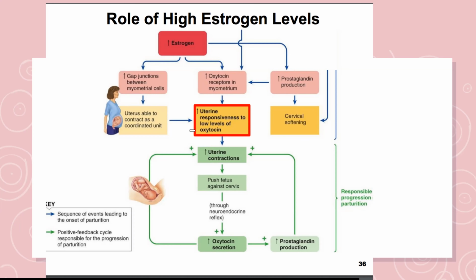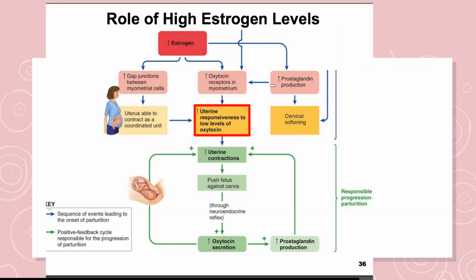Until eventually, it can respond to oxytocin. So it's not the increase of the oxytocin, it's actually the increase of these receptors and the sensitivity of these receptors that help with the contractions that start labor. And we'll talk about one caveat in a minute, but for now, you should get that.